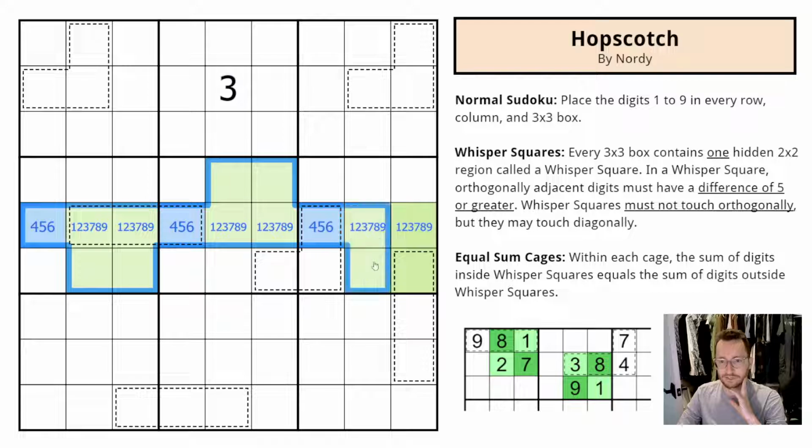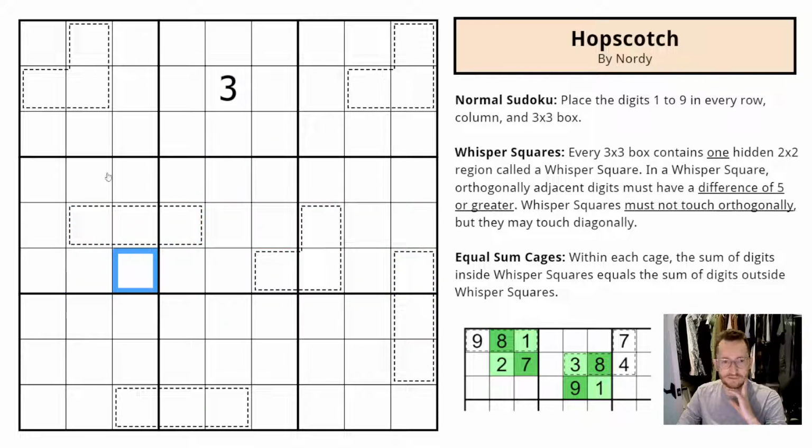And that's very important because that allows us to think about what happens in this box. Where do we place the whisper square? Well, it can't go here. And the reason it can't go here is because this cage needs a cell outside the whisper square in order to make the sum work. You can't add up all the whisper square cells and have it equal. It just doesn't make sense. Basically, you need a cell that's in a whisper square and you need cells that are outside the whisper squares in order to have an equal sum. Otherwise, the sum of the squares outside is 0, so this breaks.